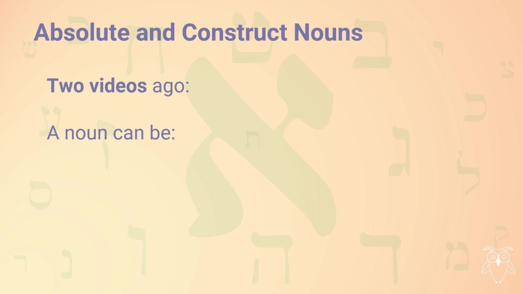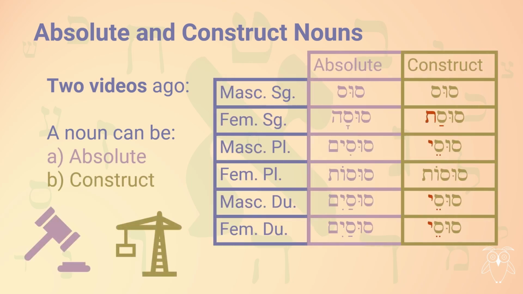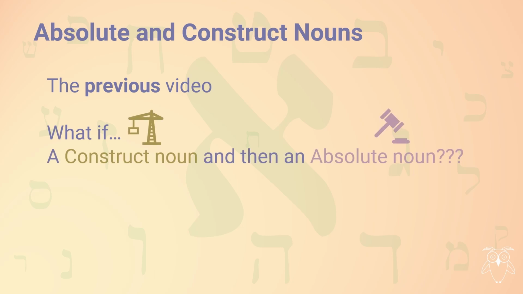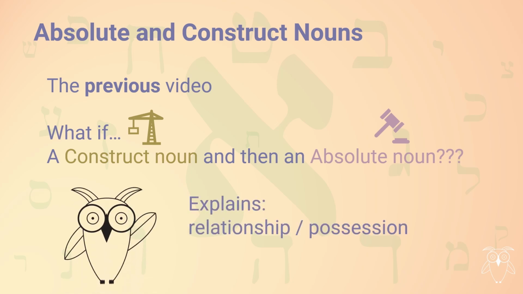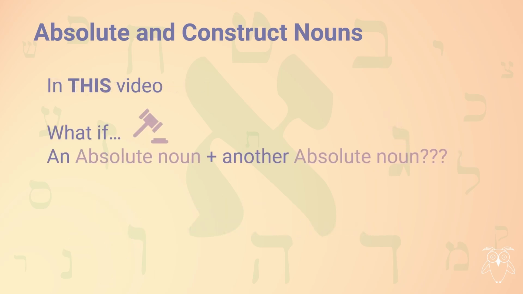Two videos ago, I introduced the notion that a noun can be in two states, namely the absolute state and the construct state. And I showed you the paradigm for what to do with a standard absolute noun to turn it into a construct noun. Then in the last video, we explored the different ways in which two nouns interact with each other if one of them is in the construct state and the other in the absolute state. Those constructions typically turn into expressions that explain a relationship or possession. And now we're going to look at combinations where two nouns are in the absolute state.